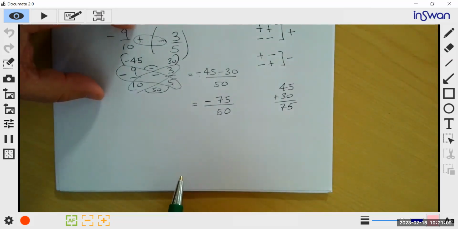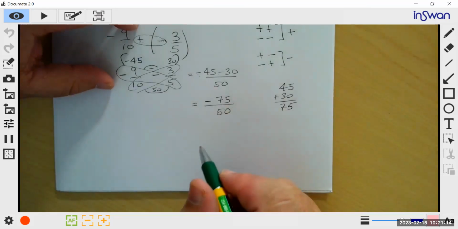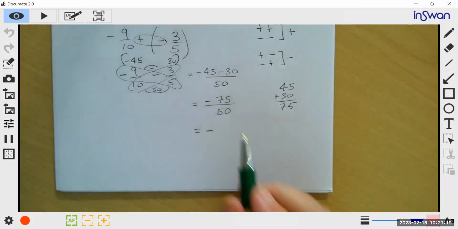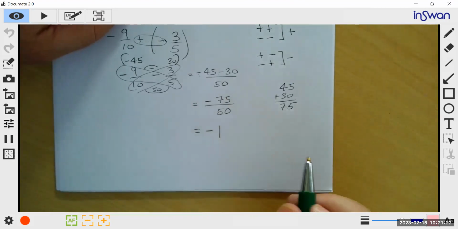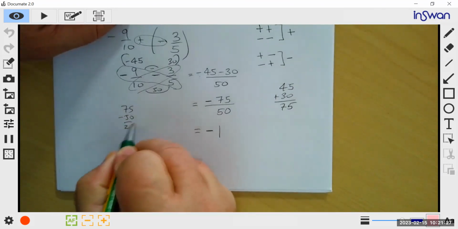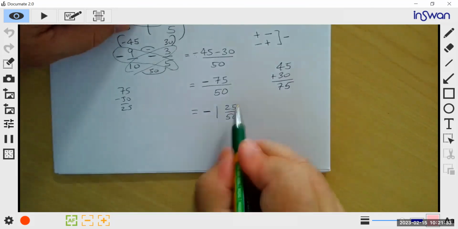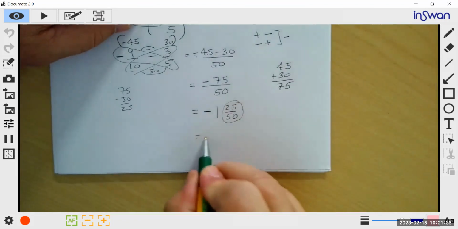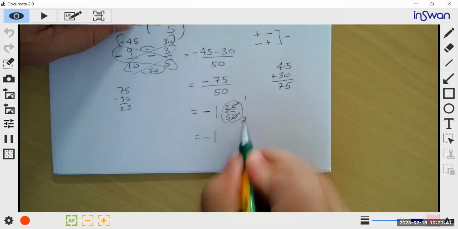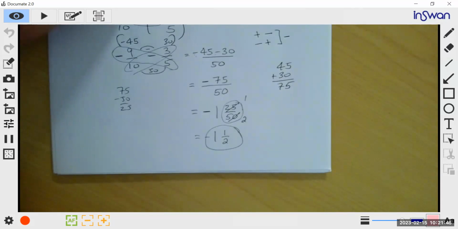Can we simplify this? Or we could go ahead and convert this into a mixed number. How many times does 50 go into 75, with how many left over? So it's 25 over 50. Can this be simplified? 25 goes into 25 once. 25 goes into 50 twice. So your answer is negative 1/2.